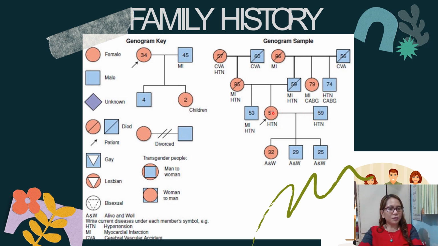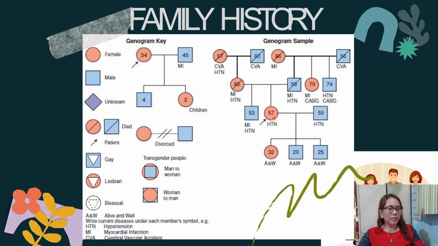So the patient is married. Her husband is 59 years old. They both have hypertension. They have 3 kids, one female and 2 males. All are alive and well, so their children have no illnesses. So, let us trace the history of our patient.